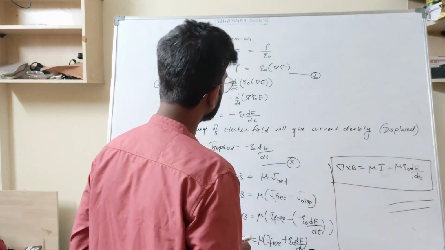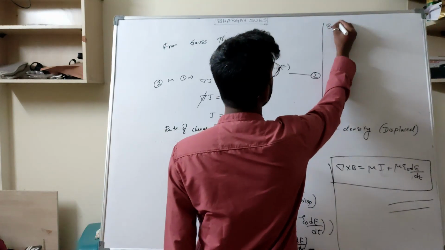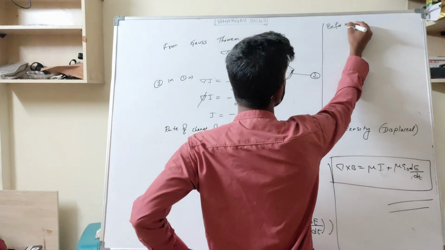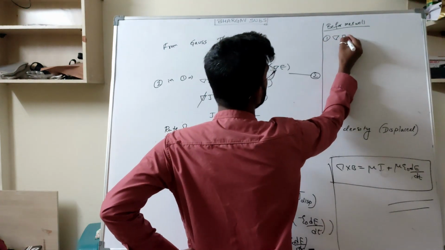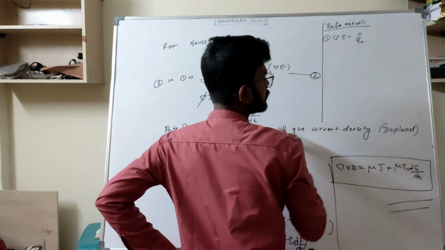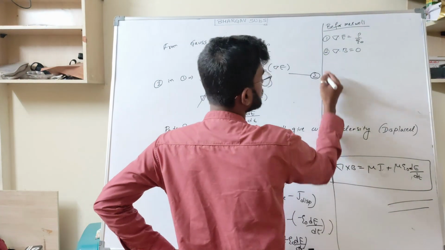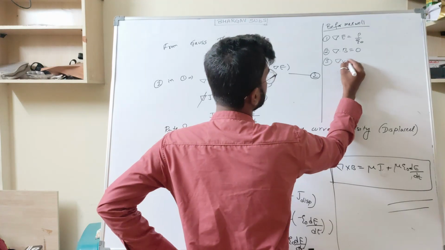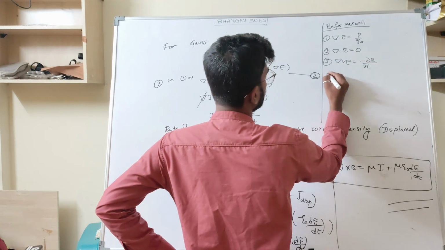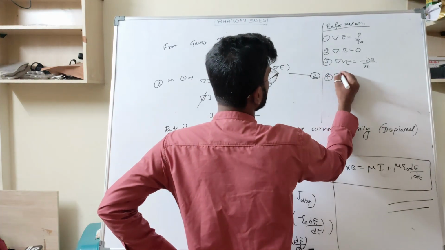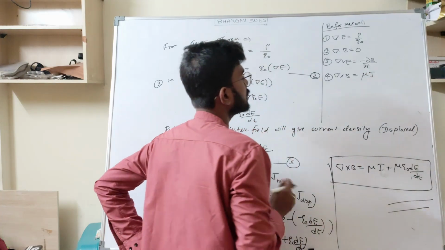Let us write the equations before Maxwell and after Maxwell. Before Maxwell: first, divergence of E is equal to rho by epsilon naught. Second, divergence of B is equal to 0. Third, curl of E is equal to minus the rate of change of magnetic field. Fourth, curl of B is equal to mu J. So this was before Maxwell.